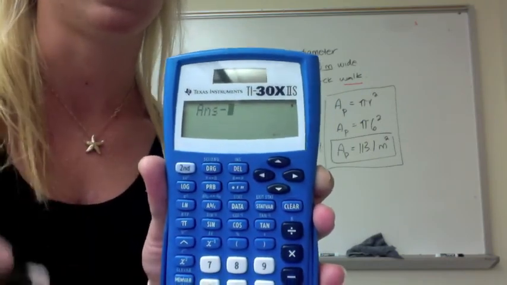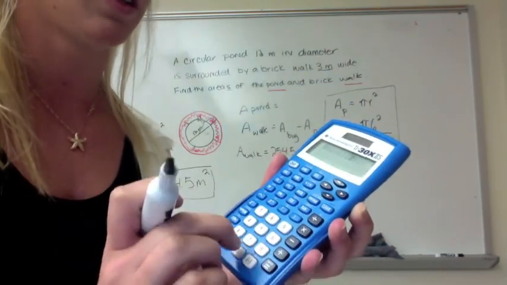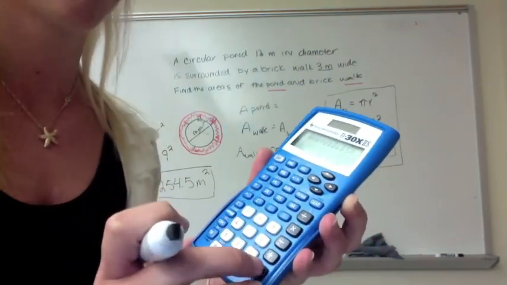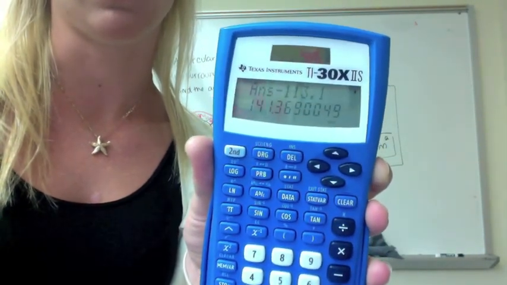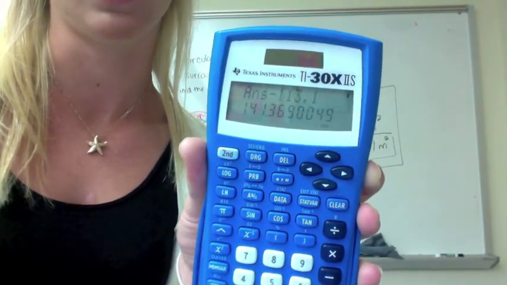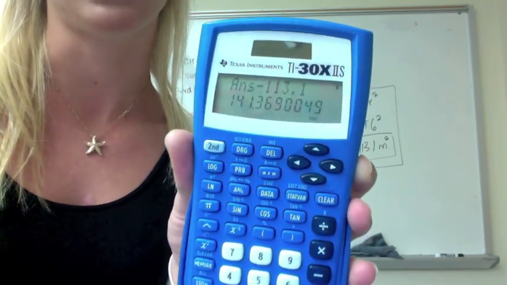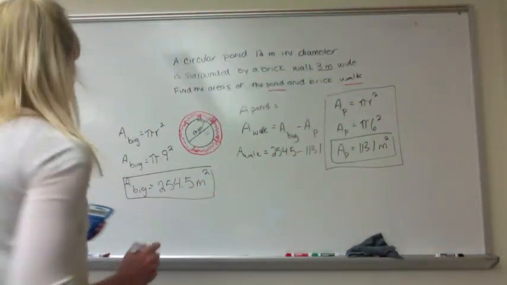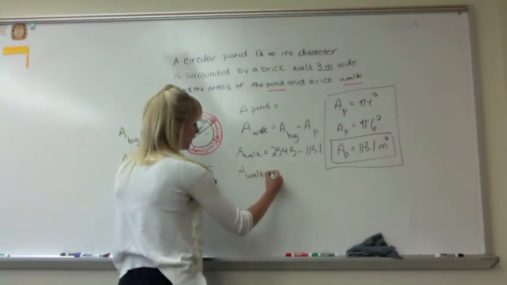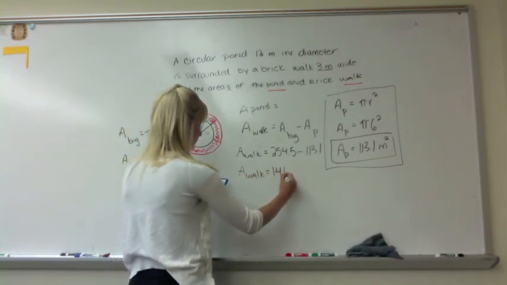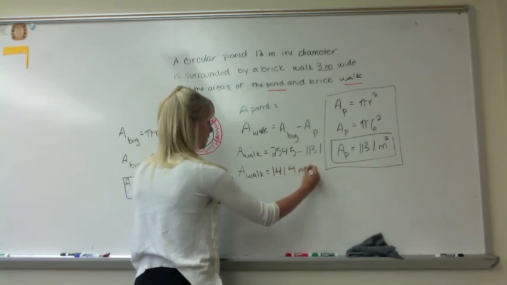So answer minus 113 and 1/10 is equal to 141 and 37 hundredths. I'm going to round to the nearest tenth though. 141 and 4/10. So the area of the walk is equal to 141 and 4/10 meters squared.